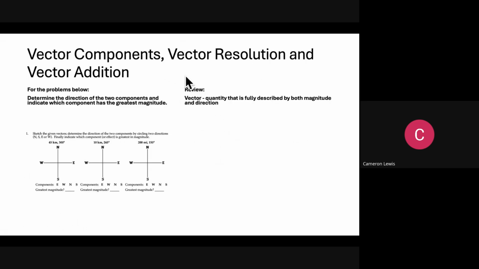So now let's take all of that, right? And let's put it together to where we want to determine the direction of 2 components and indicate which one has the greatest magnitude. So remember, vector quantities are ones that are described fully by magnitude and direction, right? So looking at this first one, they got it all sketched out to us. I'm going to draw it together with red, and we want to identify which component has the greatest magnitude.